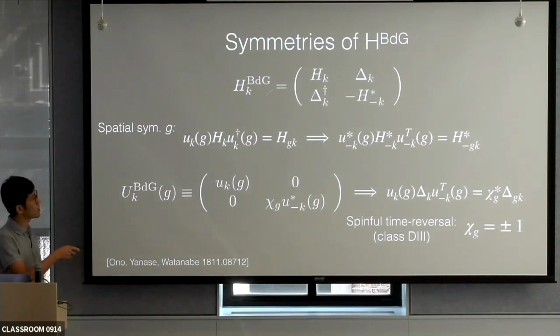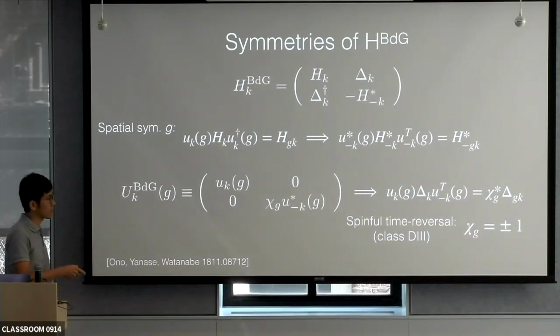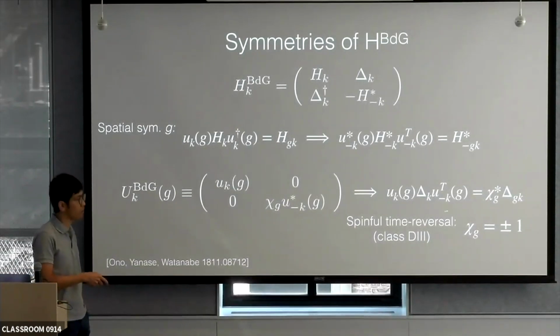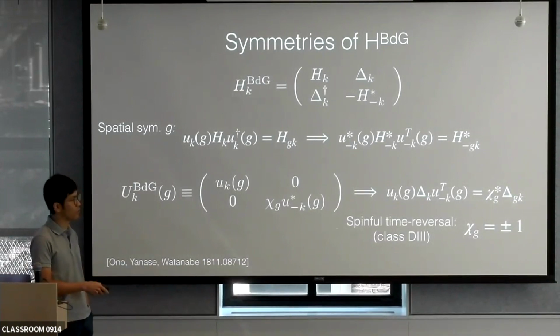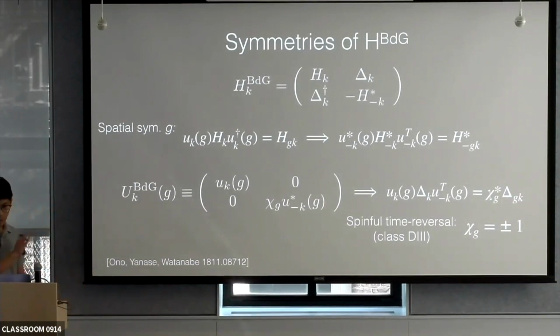If you demand this BdG Hamiltonian to be symmetric under this spatial transformation, then you have basically this pairing order parameter transforming as Δ(gk) = χ_g Δ(k) rotated by this χ_g star here. So it's slightly more complicated what this chi_g can be. Maybe it's some representation of the point group, or a one-dimensional representation of the point group, and so on and so forth. But for most of my talk, I'll just focus on class DIII, which is spin-1/2 electrons with time reversal symmetry. In that case, this is required to be real. So the only two options would be chi being +1 or -1. So that's how spatial symmetries act in the BdG approach.